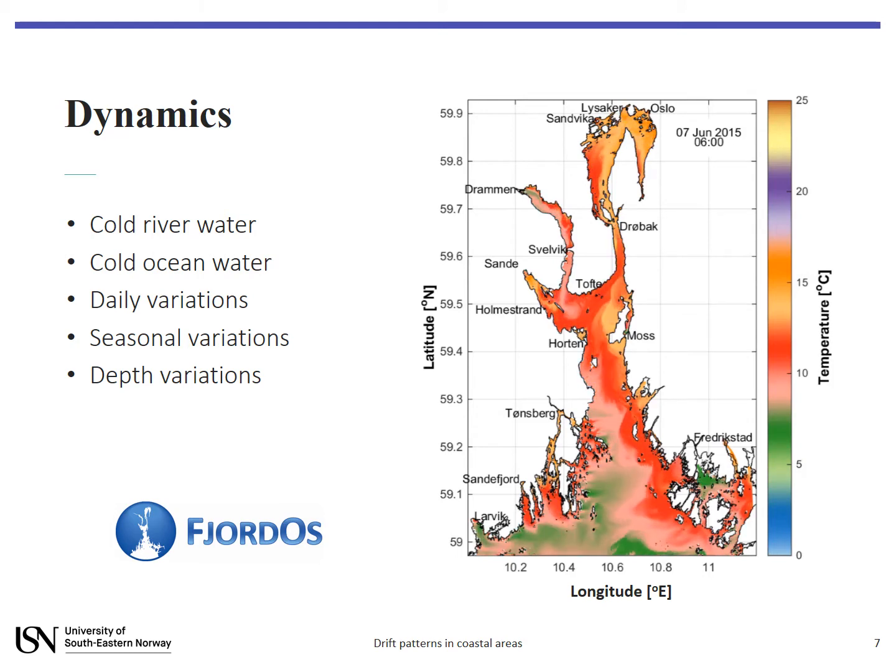Close to the city of Fredrikstad in the southeast, another large river with cold water enters the fjord. The mix of fresh and more saline water has an impact on the flow pattern. You can also notice the tides with a cycle of 12 hours. In addition to the daily variations, we have seasonal variations and also depth variations.